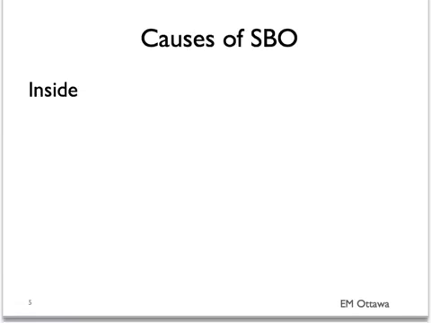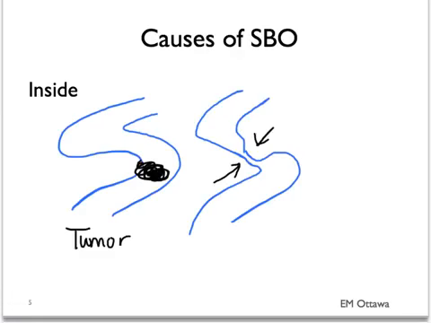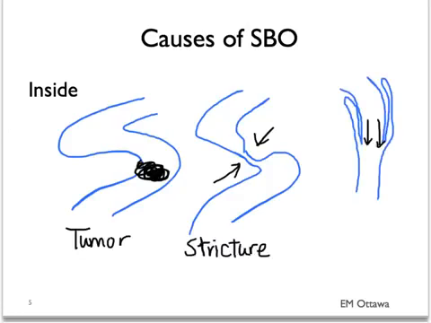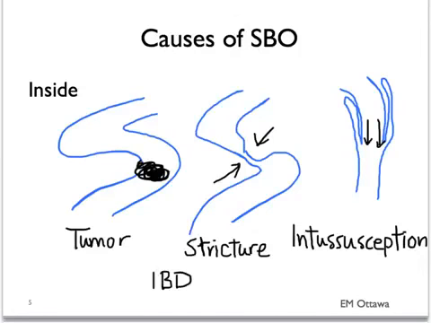In the bowel itself, inside causes of small bowel obstruction include masses, narrowing or strictures, intussusception where one part of the bowel is telescoping into another part of the bowel. Also, inflammatory bowel disease such as Crohn's disease can also lead to obstruction.